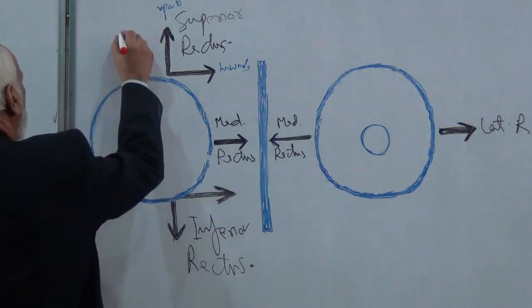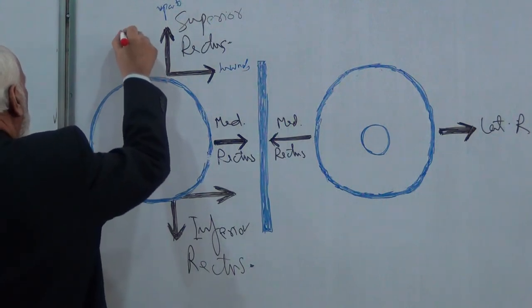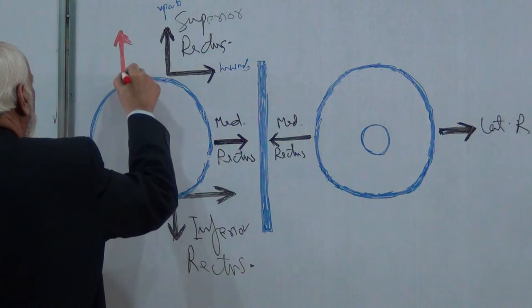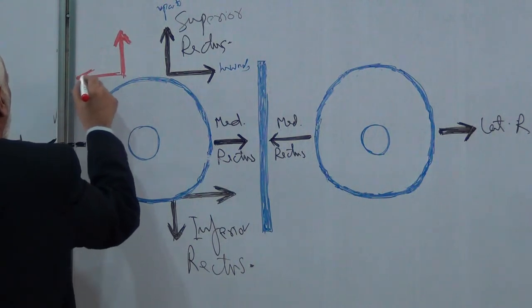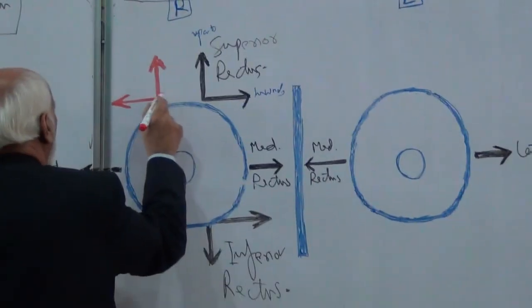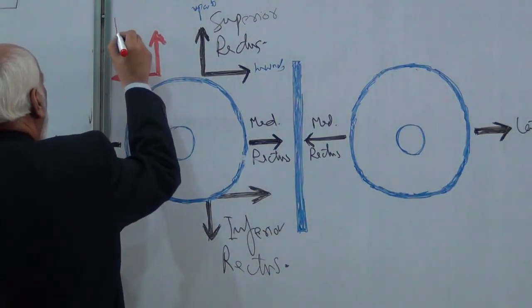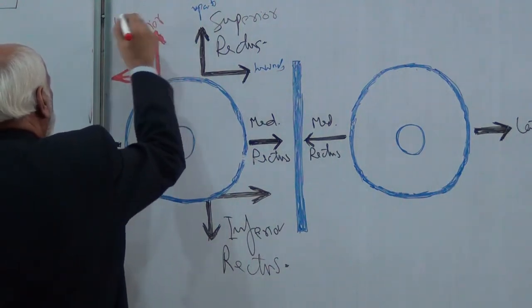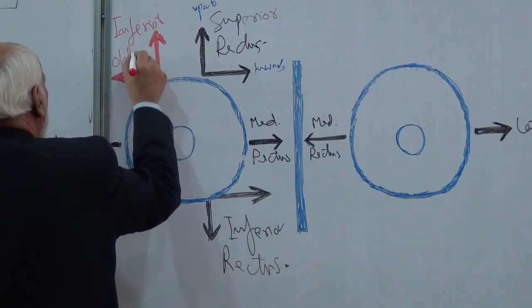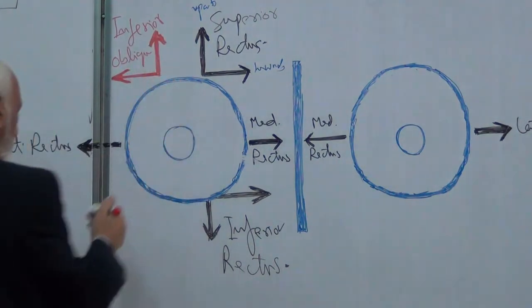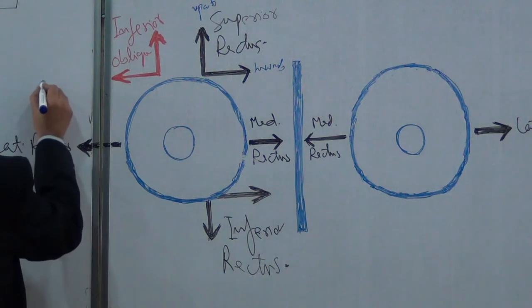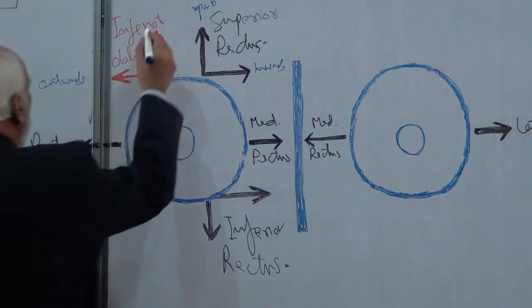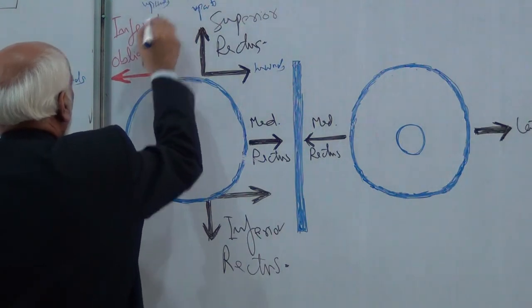Next, inferior oblique, obliquus inferior. This is not superior oblique, this is inferior oblique. The inferior oblique muscle moves the eyeball upwards and outwards.